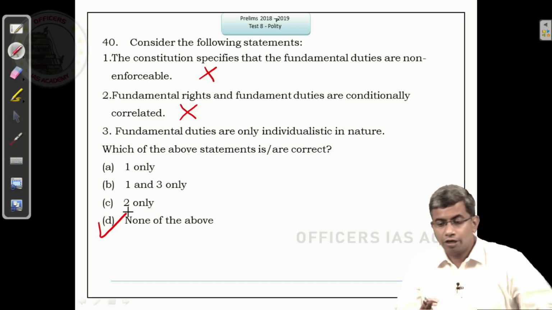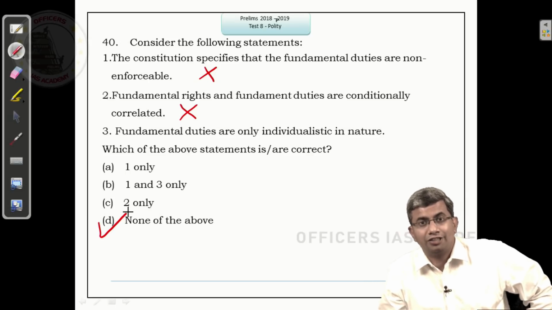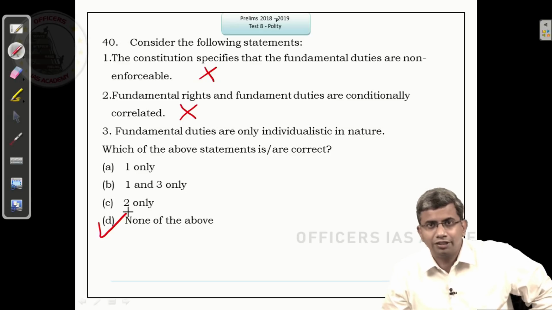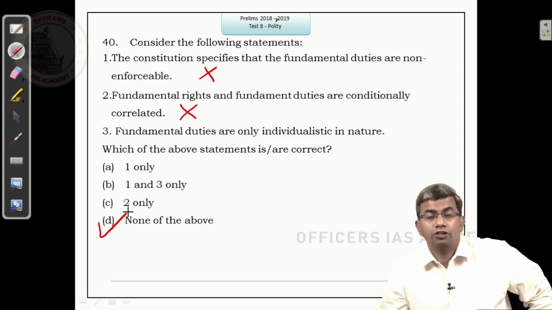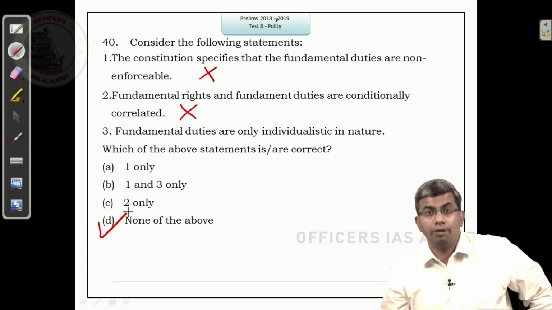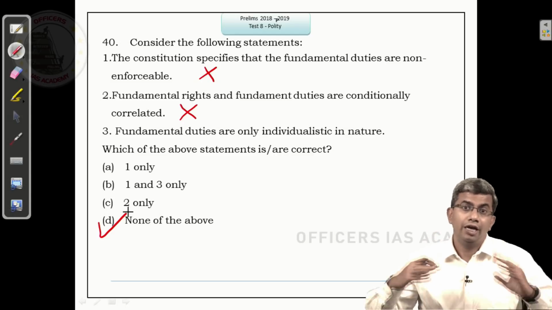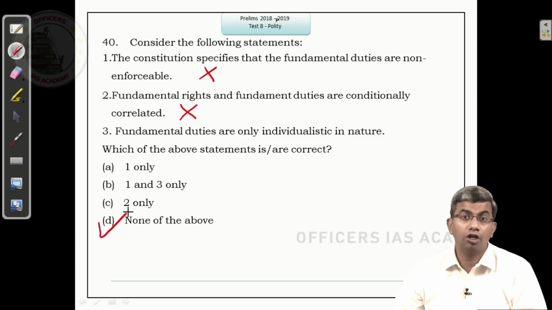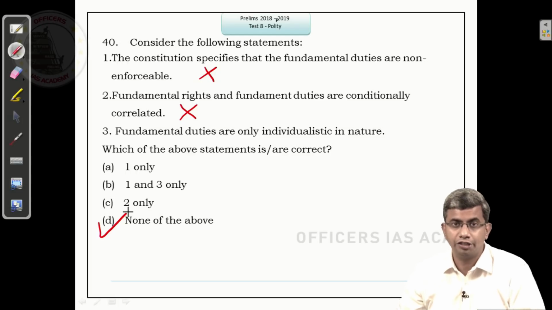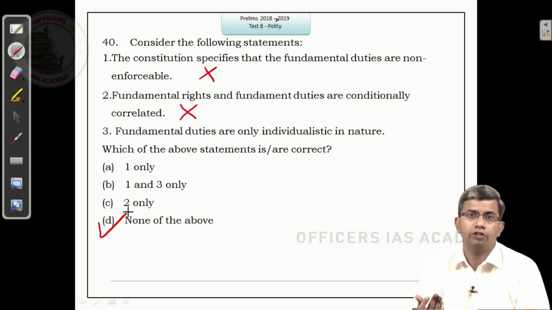But again, fundamental duties are only individualistic in nature. It says every citizen should follow this, but protection of, maintaining communal harmony, ensuring the dignity of women, ensuring that you should abjure violence. These are not just meant for only individuals, it is also meant for groups. So they are not only individualistic in nature, but more importantly, you don't have a choice, 3 only.